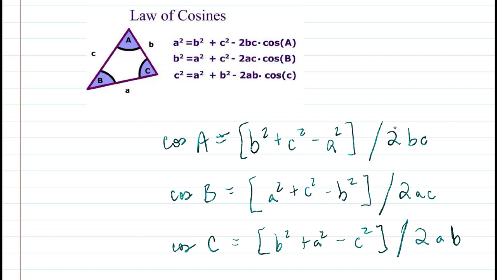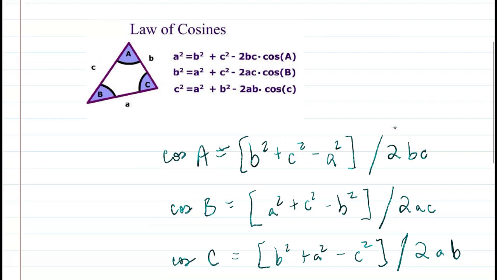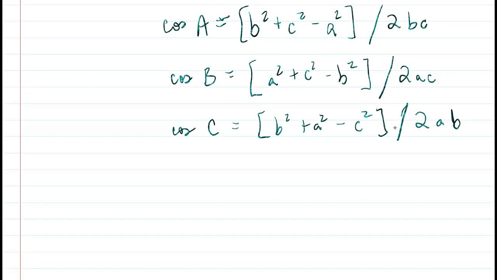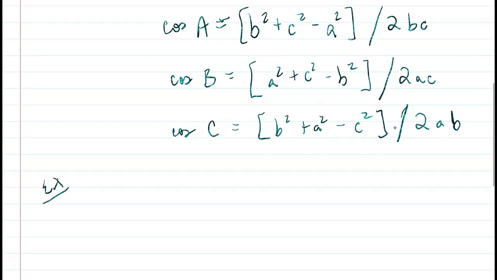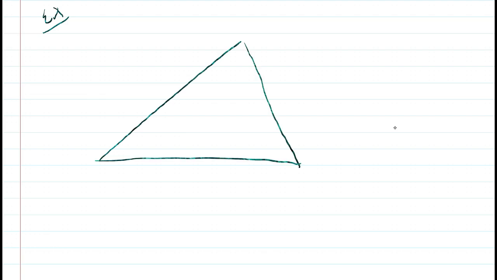Okay, so let's go ahead and work through a problem. The problem can be as such. Call it our first example. So here we have a triangle drawn out for us. Triangle with angle A, B, C, and of course we have side b opposite angle B, side a opposite angle A, side c opposite angle C.